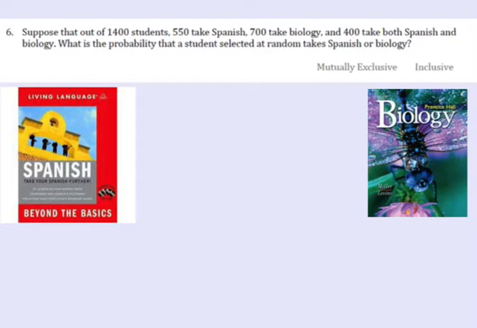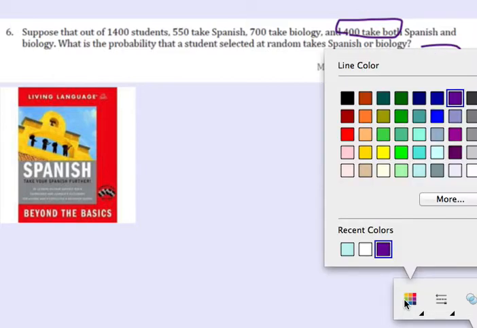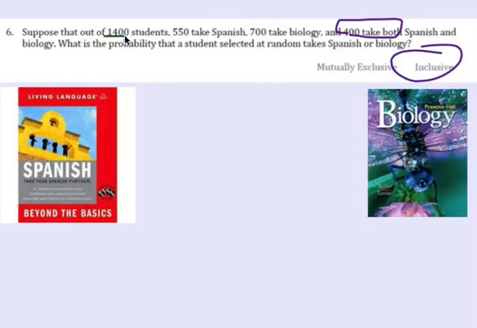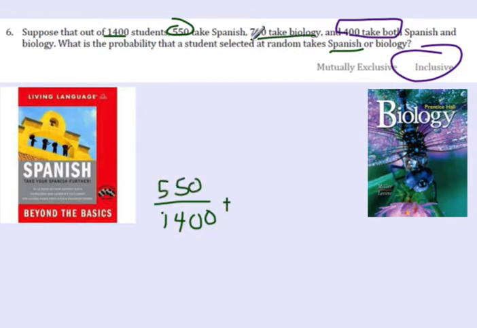Suppose that out of 1,400 students, 550 take Spanish, 700 take biology, and 400 take both. So this 400 take both is a huge indicator because since you can take both, we automatically know that this is an inclusive event. So we need to look, how many students do we have? Well, we have 1,400 students. Okay, so I know that's my total. Well, how many of them take Spanish? 550. How many of them take biology? That's going to be 700.